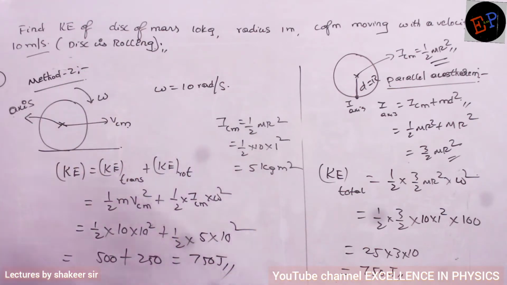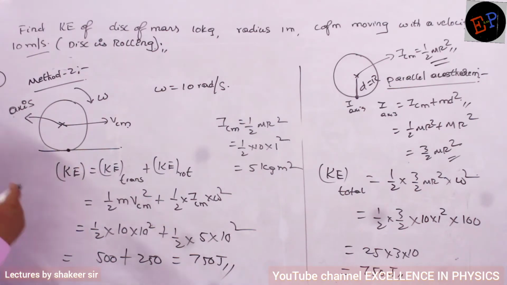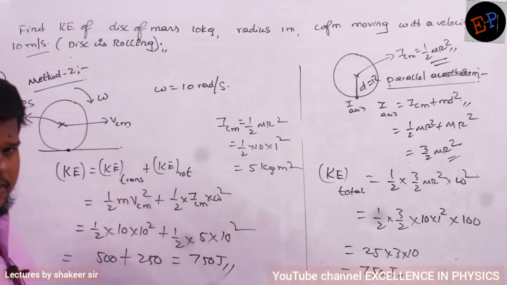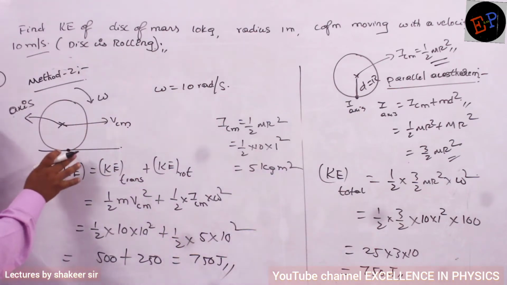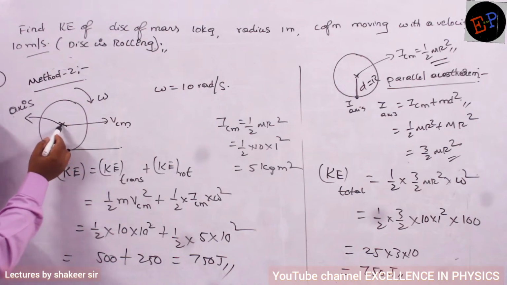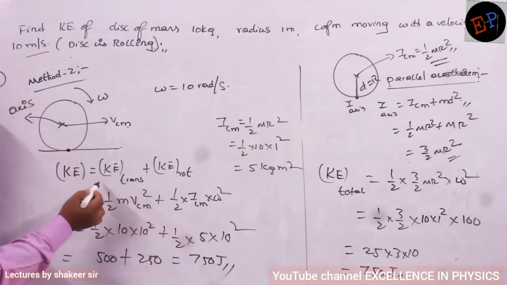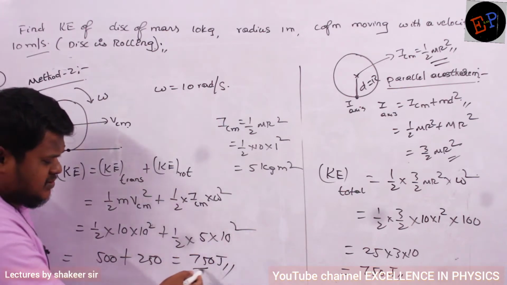So like this you can do. You can take this point to be the temporary axis of rotation and calculate half I axis into omega square. In that condition the body has only rotational energy. But if you take the general condition where the body is moving also, it is rotating also, and this is the axis of rotation, then you have to take translational energy separately, rotational energy separately. But whatever it may be, always you get the same answer.